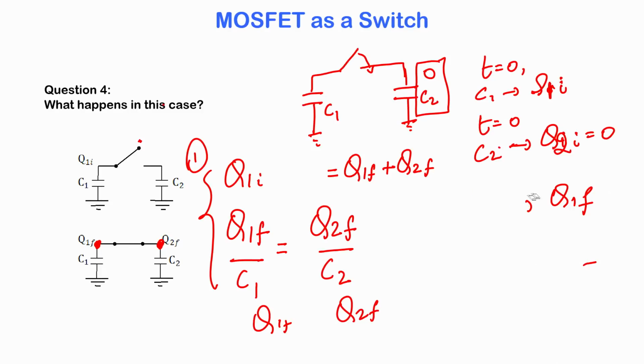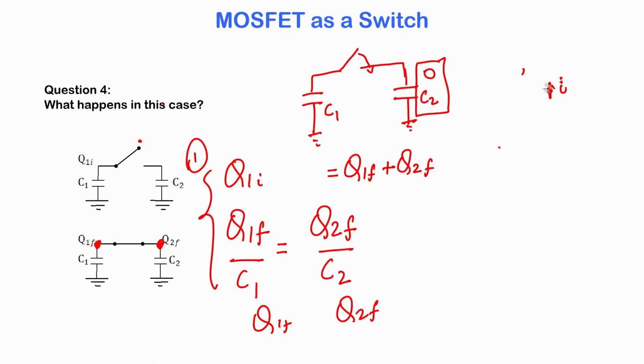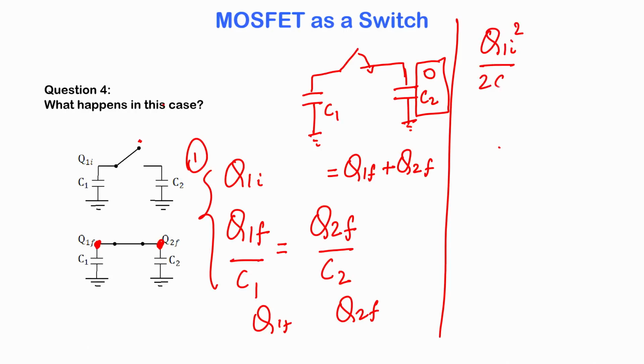But here is another interesting detour. We said charge conservation is what we need to use here. Let us say we use energy conservation instead. What is the initial energy in the system? It is Q1 initial square by 2 C1. What is the final energy in the system? It is Q1 final whole square by 2 C1 plus Q2 final whole square by 2 C2.